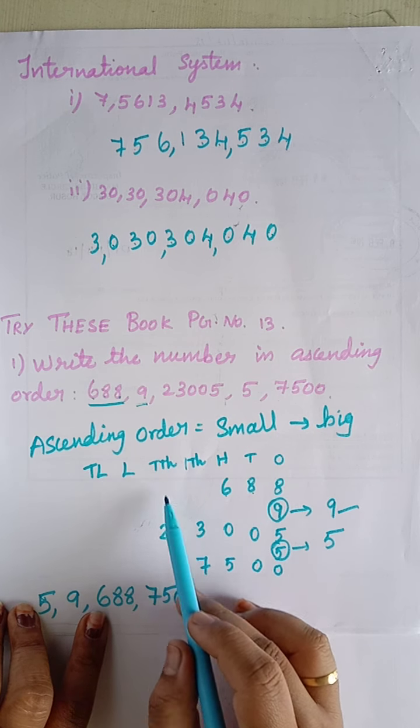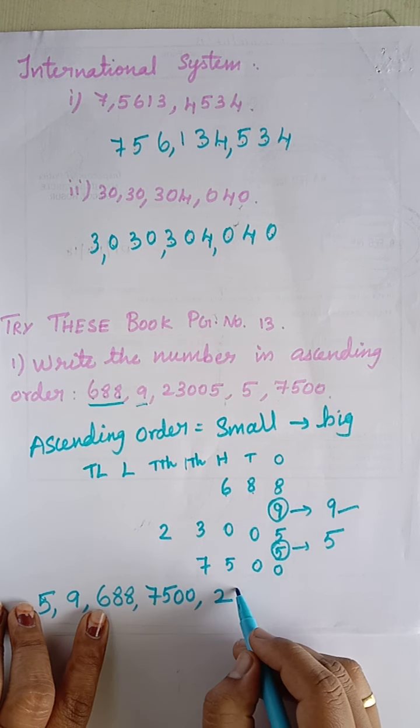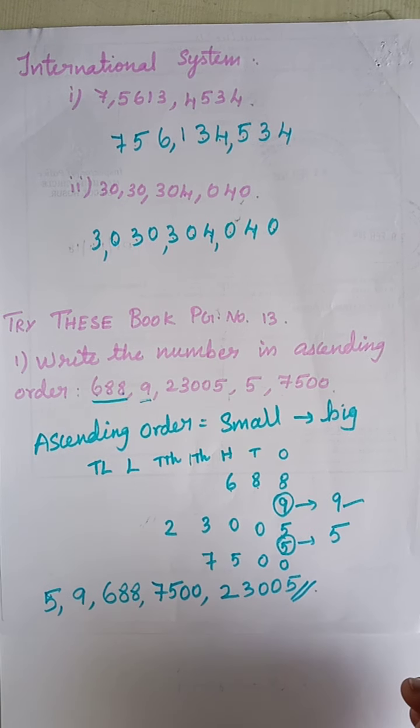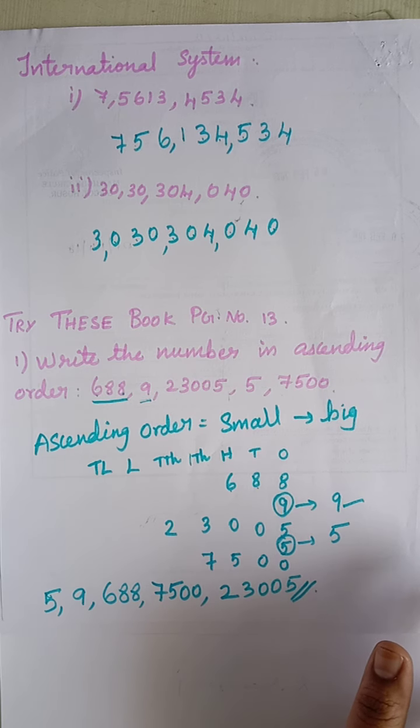Okay, you can see, so in 10,000 there is only one: 2300 5. Now you have found the descending order in the simplest form. Clear? Very easy method. Okay, you can follow this method in your exam, exercise sums and in example sums also.